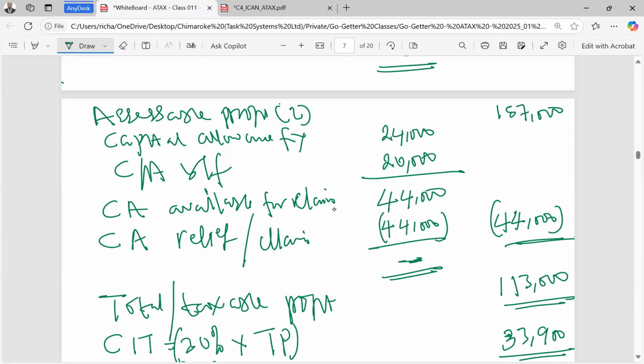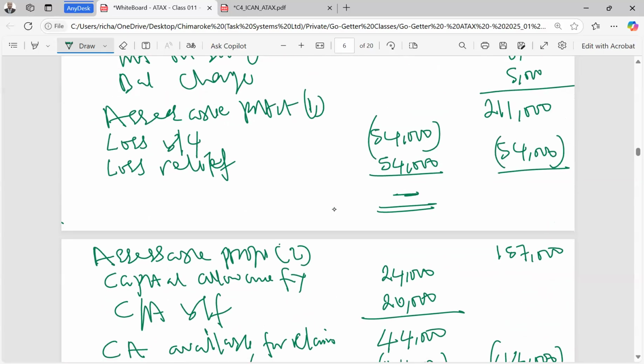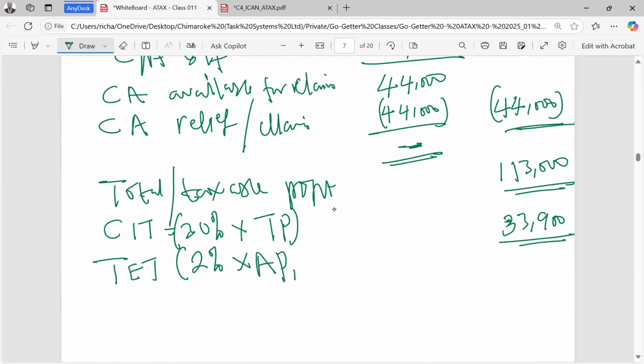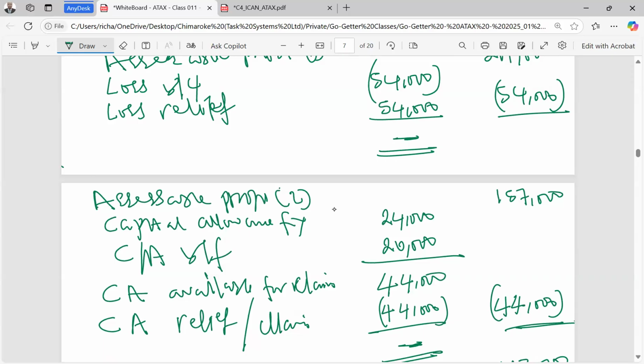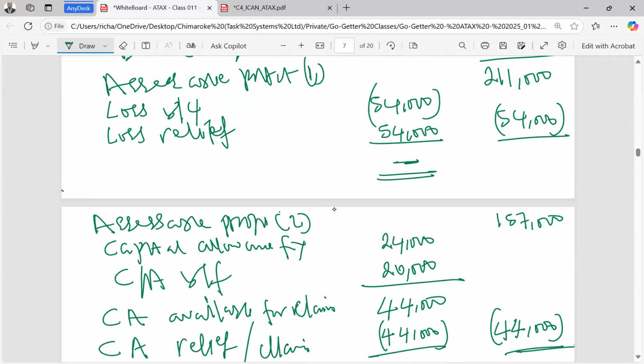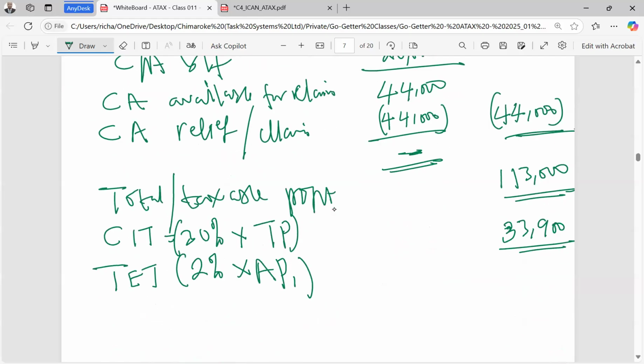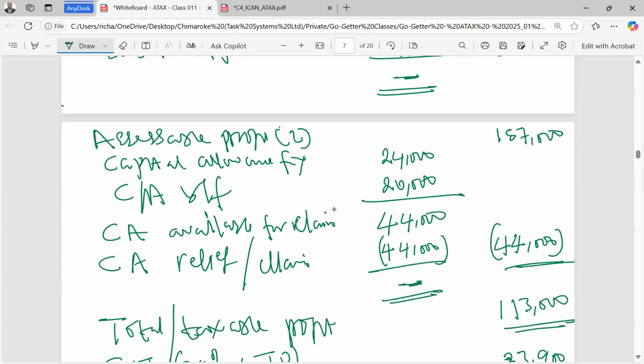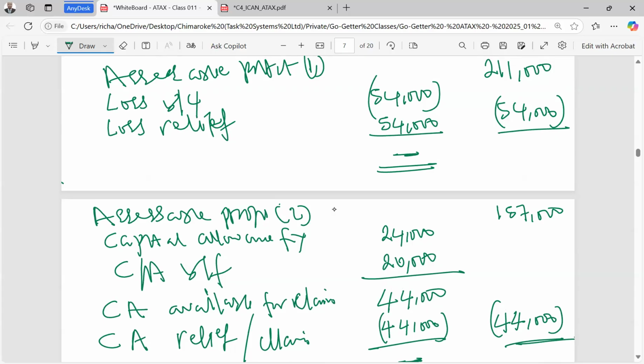Never accessible profit 1. Accessible profit 1 is what we are now using to check our tertiary education tax. It's going to be calculated on accessible profit 1, not accessible profit 2. So that's the reason why I'm putting 1 and 2. If I just put accessible profit without putting 1 and 2, you might get confused: why am I not using this? Why am I using this? Why am I doing my restriction on this and not on this?